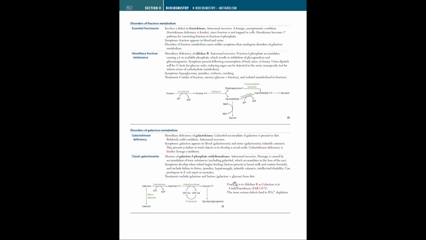A really nice mnemonic to remember both disorders of galactose and fructose metabolism is that fructose is aldolase B, as galactose is uridyltransferase. So FAB-GUT, fab gut.